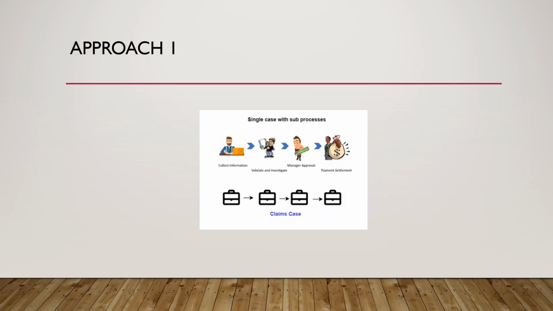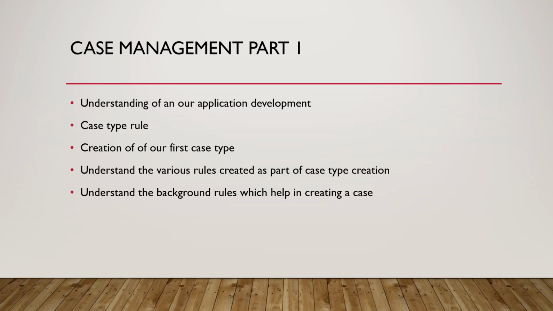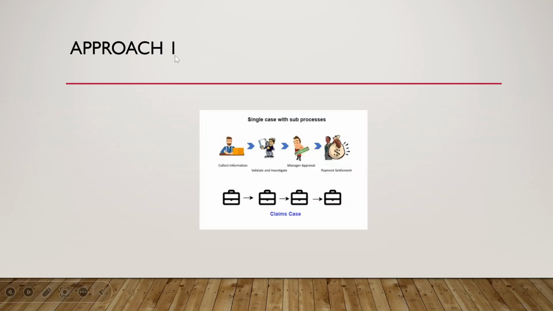But whatever thing that you're planning to configure, those things will only fall under case type rule. The entire application overview we can define in a single rule and we call it a case type rule. Clear? If we consider here, we have approach one where we are collecting the information, validating the information, asking for managerial approval, then payment is settled. This is a single case. So we are having a single case.